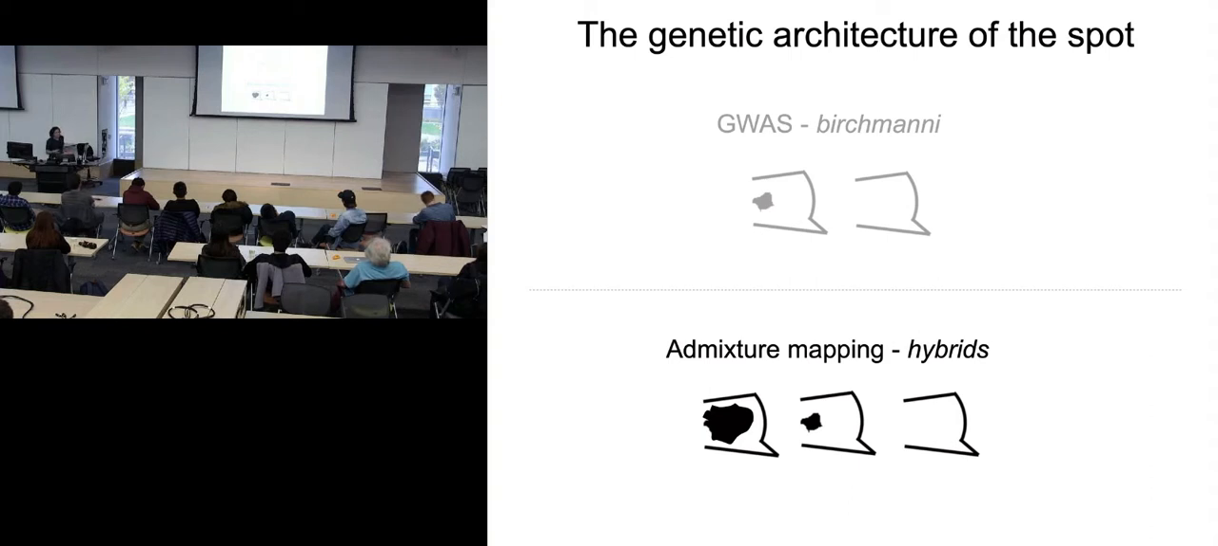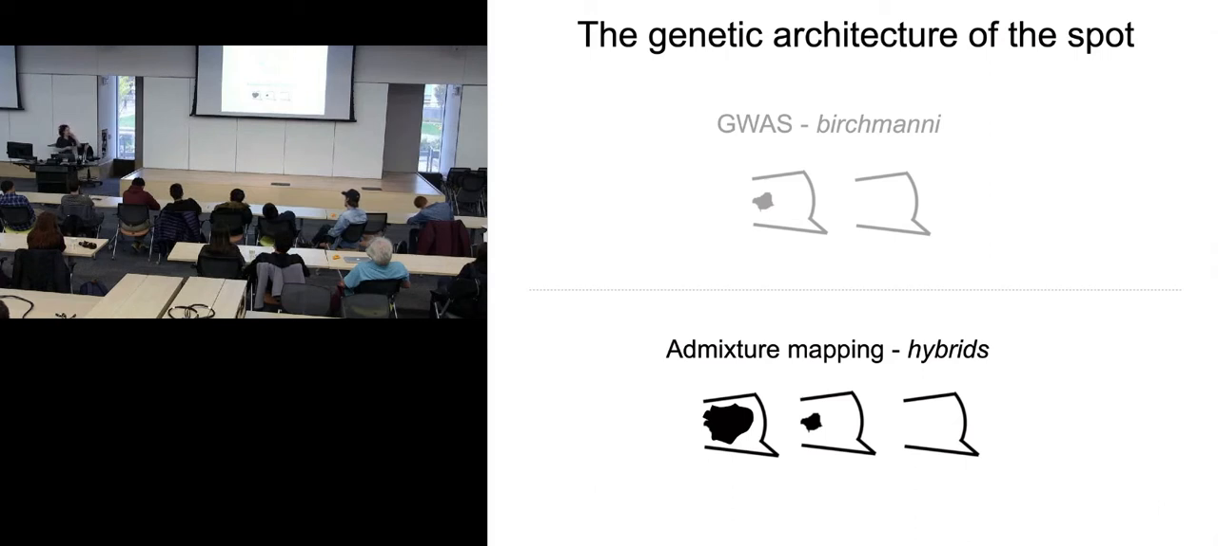Okay. So the next thing that we wanted to understand was what's going on when you see a transition from this normal spot to a melanoma. So to do that, we took an admixture mapping approach using our local ancestry calling from our hybrid populations and the phenotypes that we had collected.